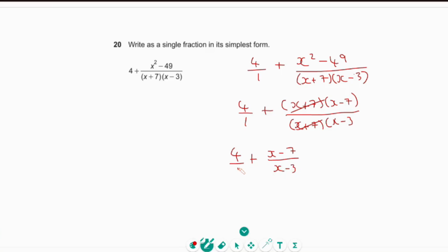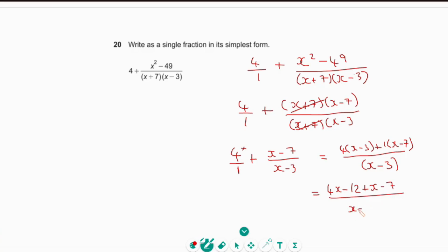Now we can add. Let's get the denominator the same by multiplying the denominators. 1 times x minus 3 is just x minus 3. So I need to multiply the 4 by x minus 3. And I need to multiply the x minus 7 by 1. Expand your brackets. Simplify. Final answer.